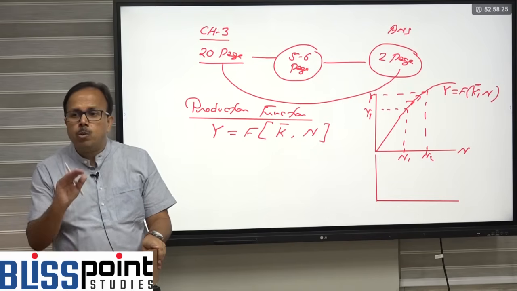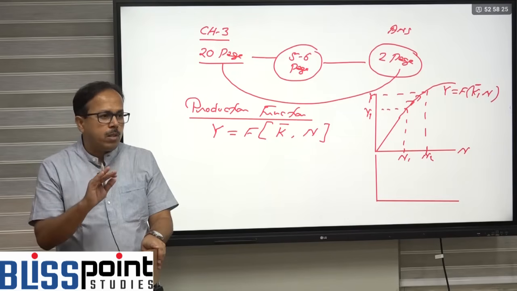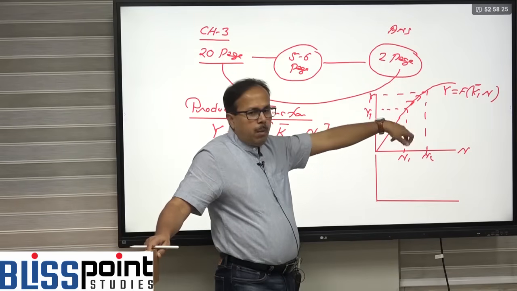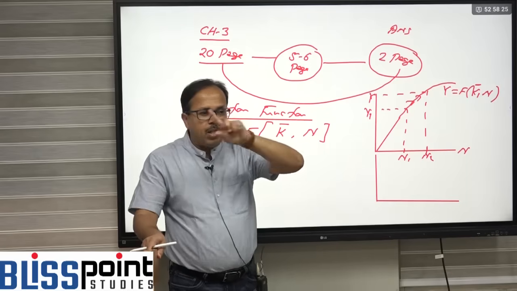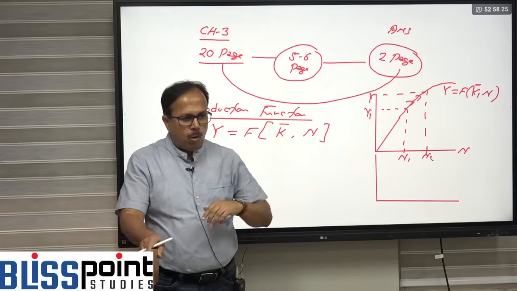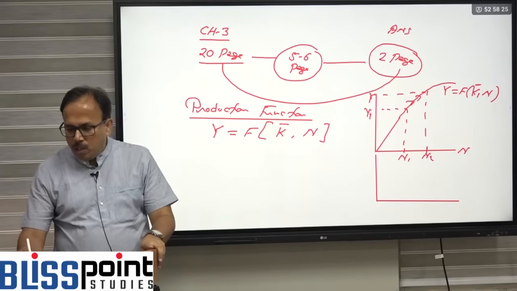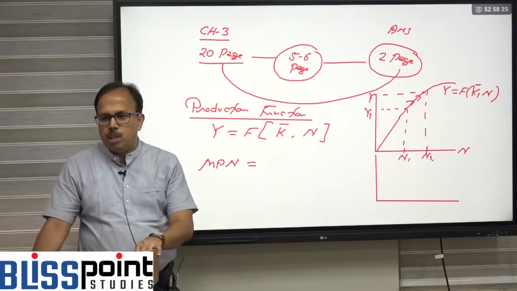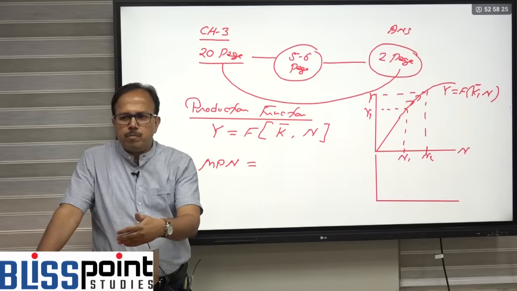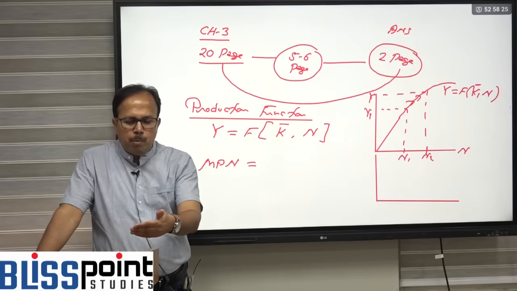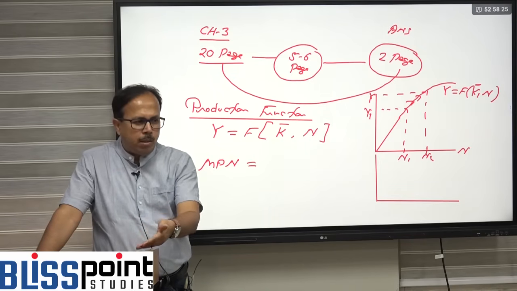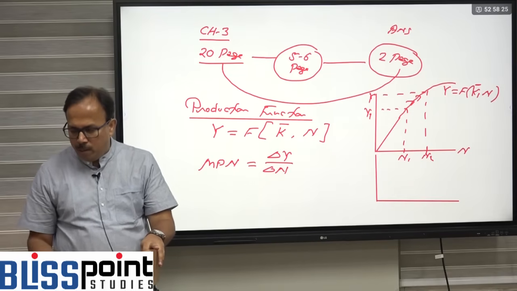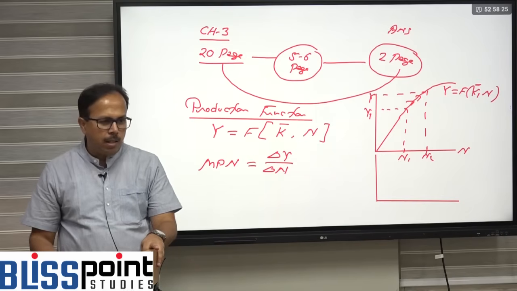But if I say capital increases and technology improves, then same labor can produce more output. Same labor can produce more output. So function can shift up or it can shift down. From this production function, I calculate the marginal productivity of labor. What is the meaning of the term marginal productivity? Marginal means what? Additional. So marginal product means additional product due to additional labor. So additional output due to additional employment, delta y by delta n.